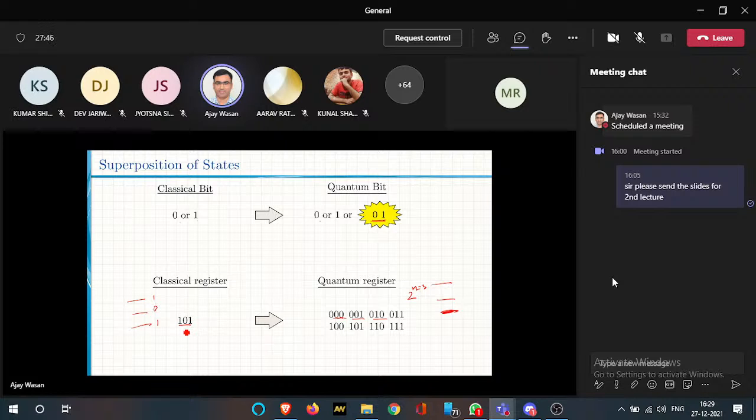In the classical world, it will be either 0, 0, 0 or one of these, out of this 8, only one state will be there. But in the quantum world, at the same time there is a probability of finding it in all the states. That is different here. That's why it makes the quantum world very rich.